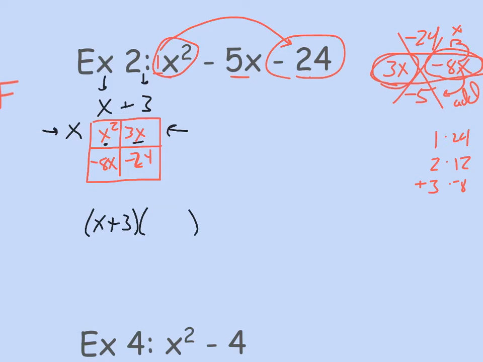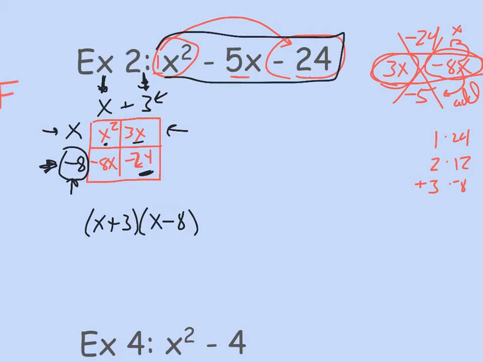My other factor was going to be the finish of this left-hand side here. What am I going to multiply by this top x to get negative 8x? And that's going to be negative 8. So that's my other factor, x minus 8. And you can see this negative 8 right here times positive 3 is going to give me negative 24. So this column times this row does give me negative 24, so it works. So those are my two factors. If I multiply those together, this is what I would get. I'd get x squared minus 5x minus 24. That's the reverse box method.